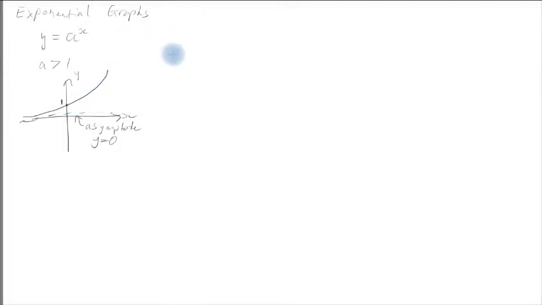Now, if however a is between 0 and 1, our graph is reflected. So this point here is still 1. There's still an asymptote along here, with the same equation. It's just reflected. So this is if a is like a fraction.